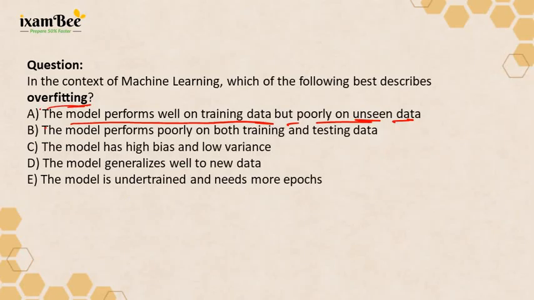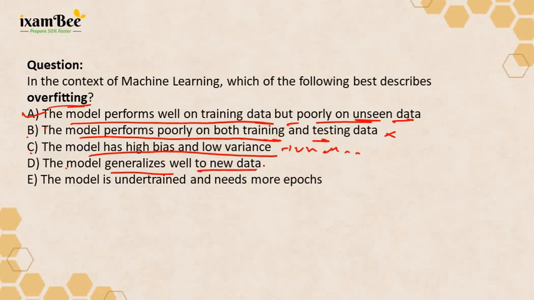So this is the correct definition of overfitting, while option B says that the model will perform poorly on both training and testing, which is incorrect. Then option C says the model has high bias and low variance. This is the other way of saying underfitting, because the model is too simple to capture the complexity of the data. Then option D says generalizing well to new data. That's actually what we want in an ideal model, and that is exactly the opposite of overfitting. Then the model is untrained and needs more training. That's again a point of underfitting. So the correct answer will be option A.